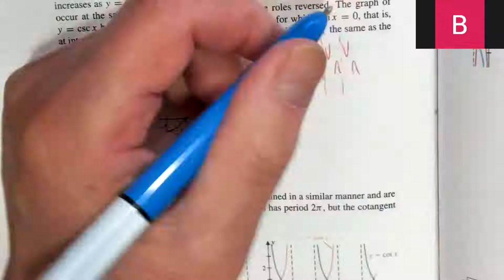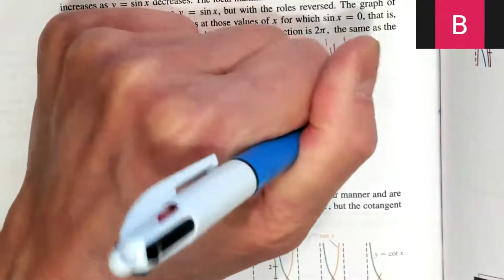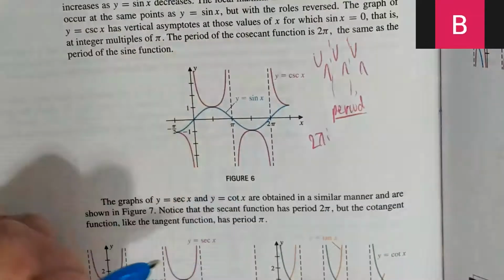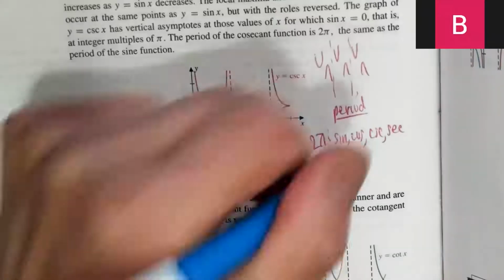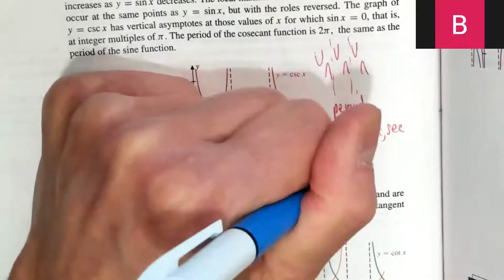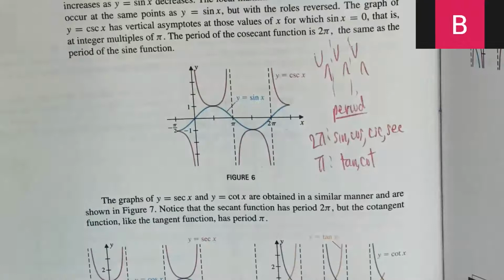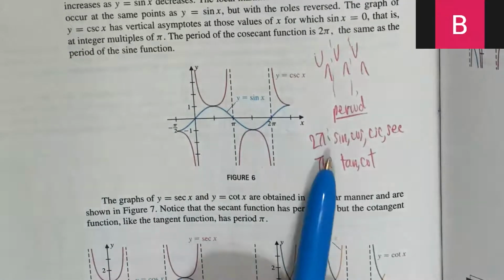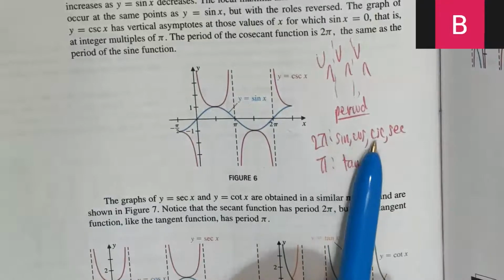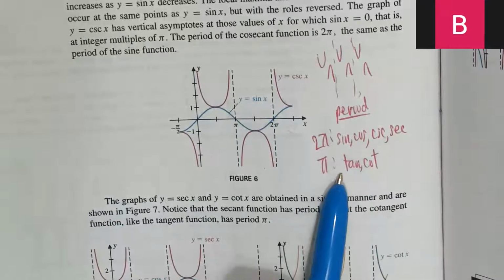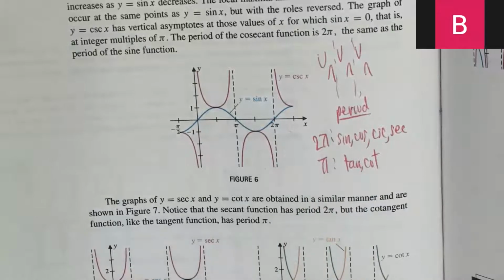Okay, so maybe I'd make a little mini table here. Period. What has period 2 pi? Sine, cosine, cosecant, and secant. The period of only pi is tangent and cotangent. So regular sine and cosine have periods of 2 pi, and therefore so do the reciprocals, cosecant and secant. But for tangent and cotangent, the period is only pi.